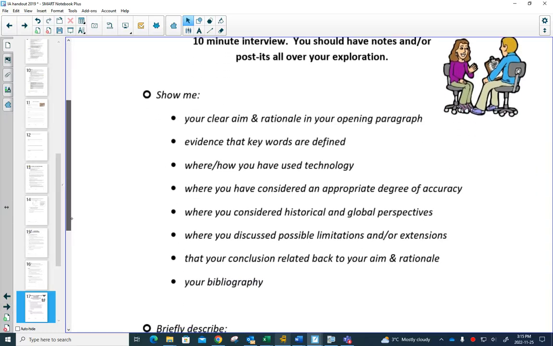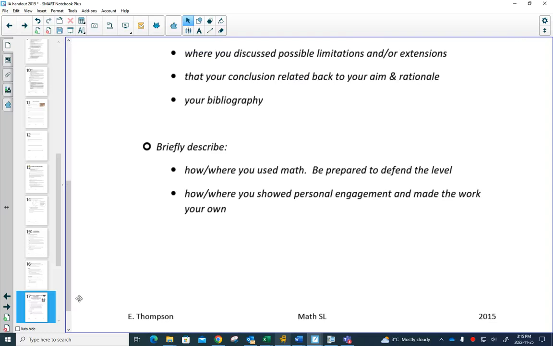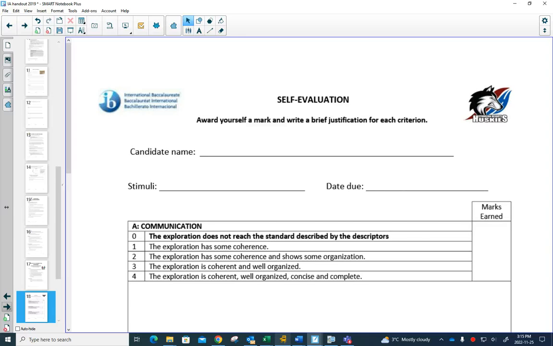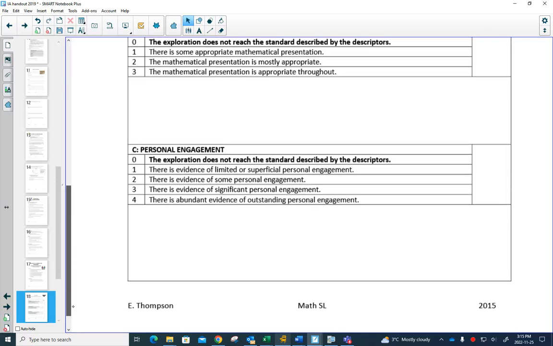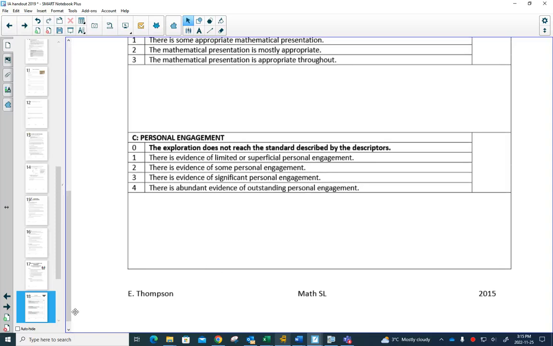Then we have our interview, and I'm going to run the interview to help you out as much as possible. So you don't have to really worry about the interview. And then you have a self-evaluation. But, yeah, I think the numbers on this one might be personal engagement out of 3, and what did I say, out of 4.